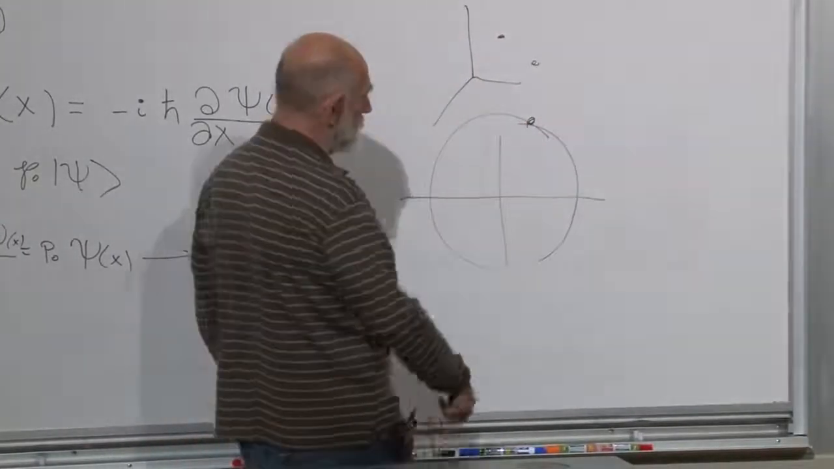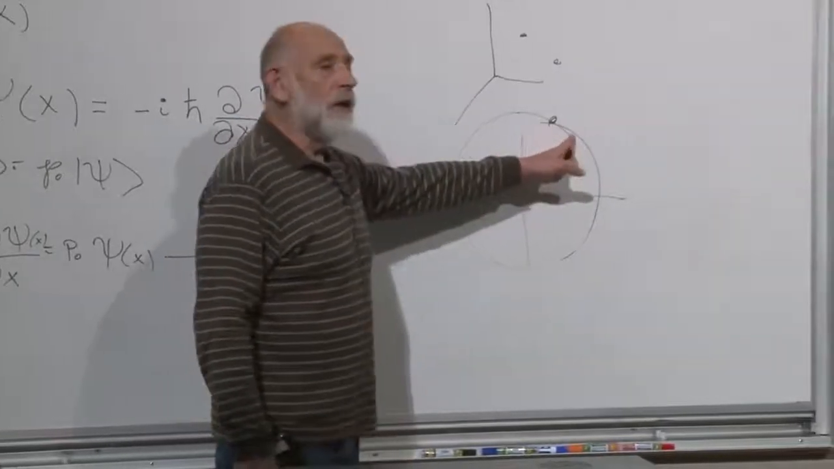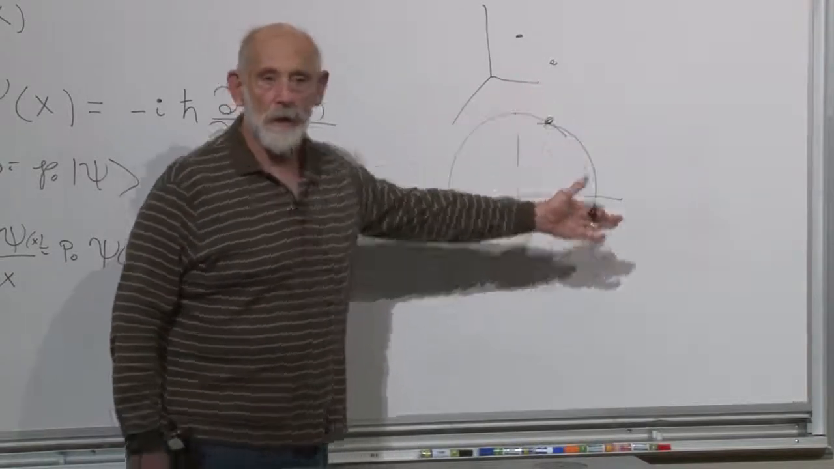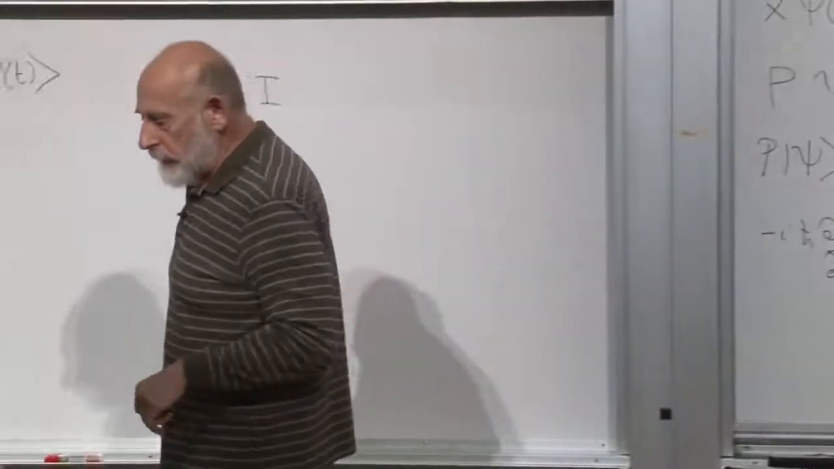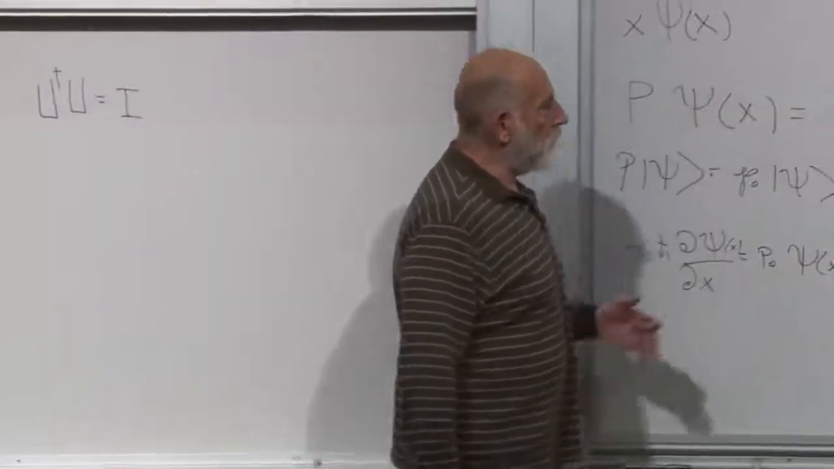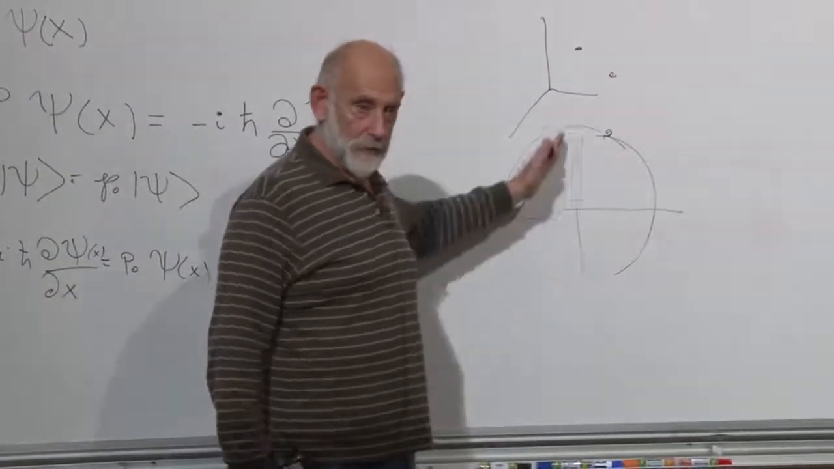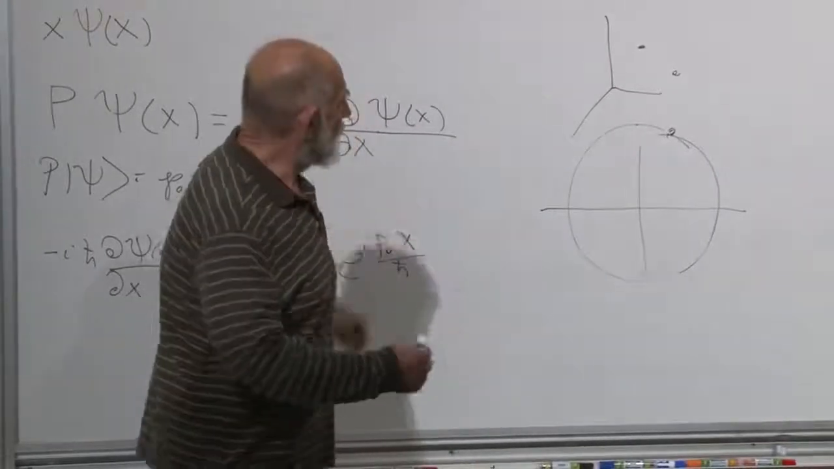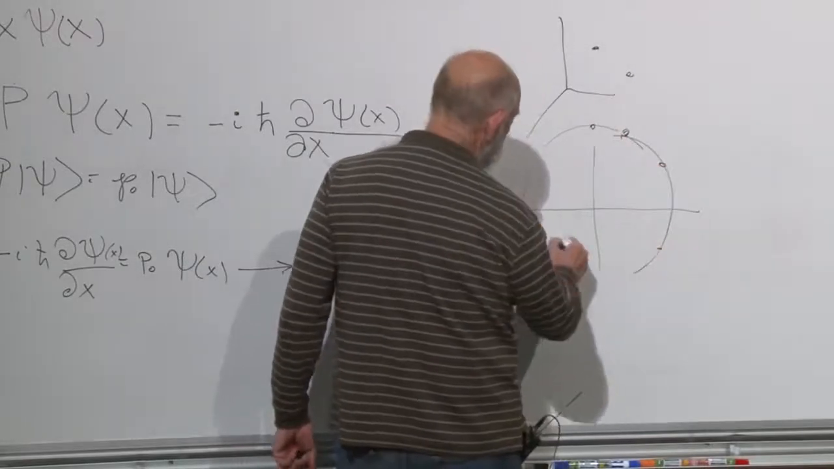1 is a point on the unit circle. i is a point on the unit circle. Minus 1 and minus i, 1 over the square root of 2 times 1 plus i is a phase. The unitary operators are the analogs for operators of phases. Their eigenvalues are all phases. So if I have a unitary operator and I look at its eigenvalues, they will be points sprinkled around on the unit circle.